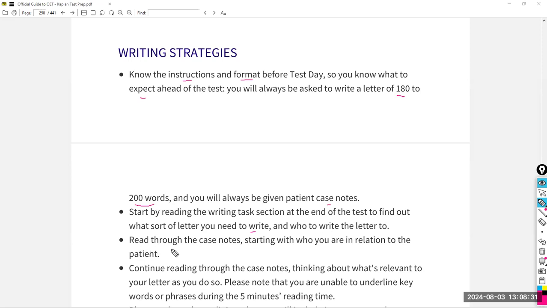Then I have to read through the case notes, starting with who you are in relation to the patient. Next, I have to continue reading through the case notes, thinking about what is relevant to your letter. As you do so, please note that you are unable to underline the keywords or phrases during the 5 minutes of checking the information.